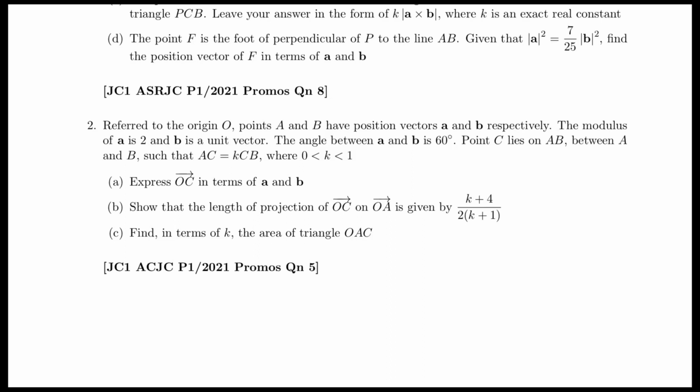Okay, so if you want to check your answer for the first part, the answer is (A plus KB) over (K plus 1). Here's the first part answer.